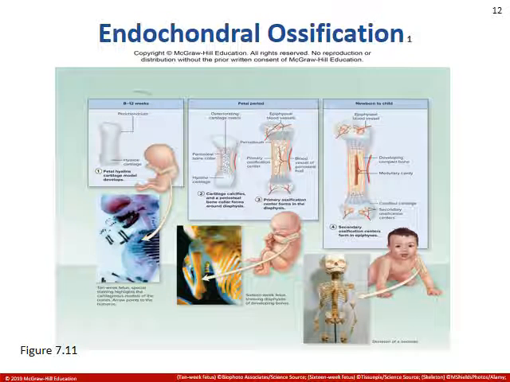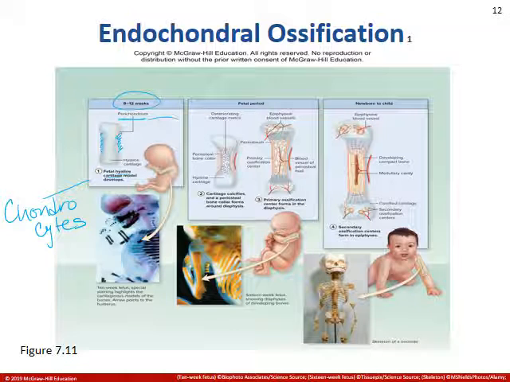Endochondral ossification starts at about 8 to 12 weeks, and we start with fetal hyaline cartilage, and we're going to see chondrocytes. What happens is the chondrocytes start secreting matrix, and that matrix becomes calcified, and we create this perichondrium structure. From the perichondrium, we're going to see the stem cells start creating osteoblasts. So we're going to have osteoprogenitor cells creating osteoblasts. And now we're going to start calcifying bony matrix from the osteoblasts.